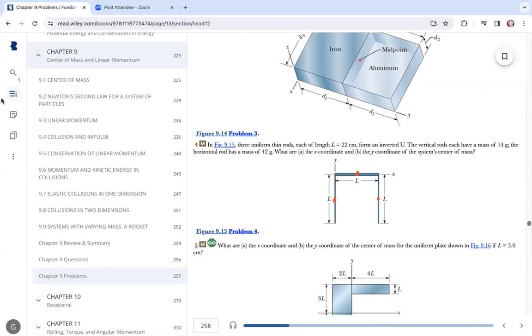It's a little confusing. They changed the Zoom layout here.